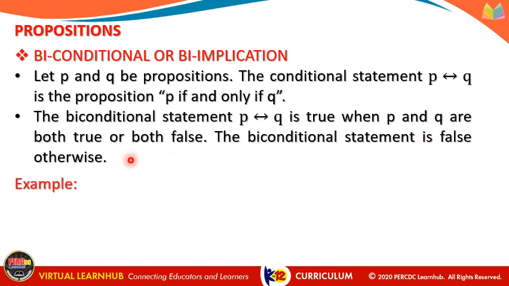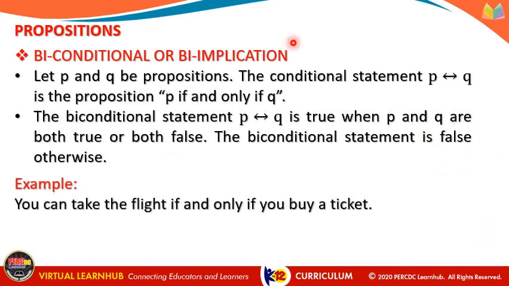Let's have an example. You can take the flight if and only if you buy a ticket. So you have here, if and only if. This is a biconditional statement. So again, if this statement is true, then both propositions must be true. It means that you can take the flight and you bought a ticket. Or it can be also the other way around. You bought a ticket, that is why you can take the flight. So if this is true, then both propositions are true.